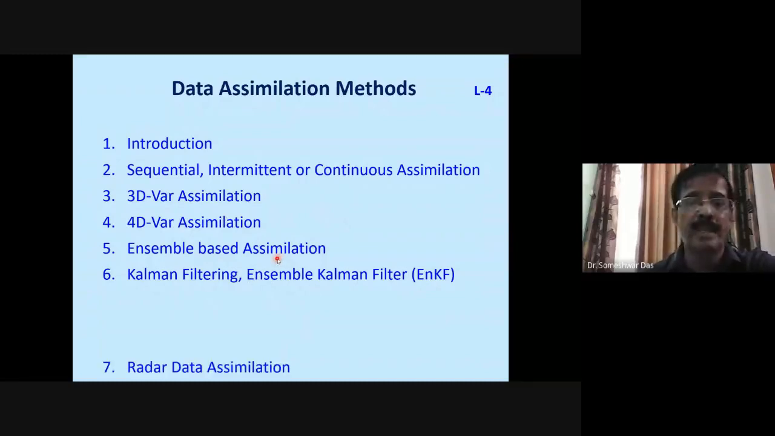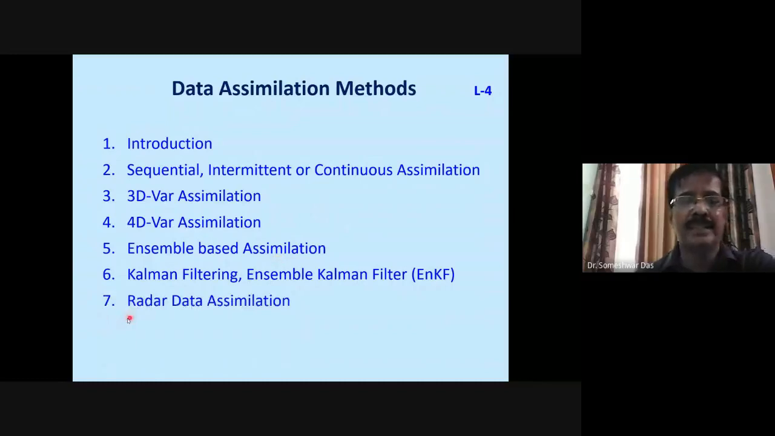And at the end, we shall just try to discuss briefly the radar data simulation. All these topics I hope to complete within 2 or 3 lectures maximum. Okay, so one by one now.